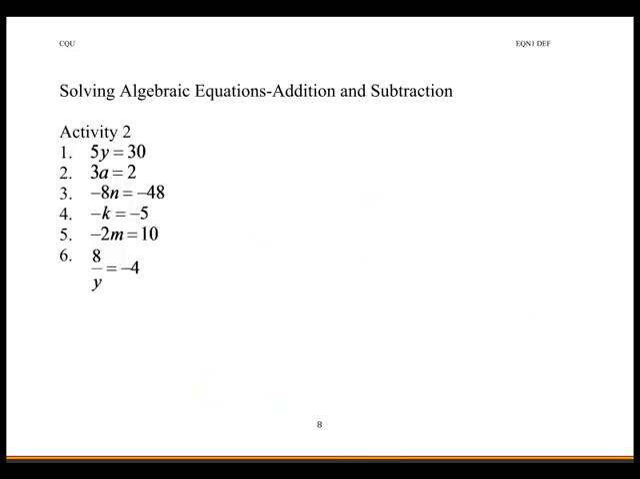So be careful with those negatives. So once again, pause here. Remember the solutions are in the printed section on that web page there.